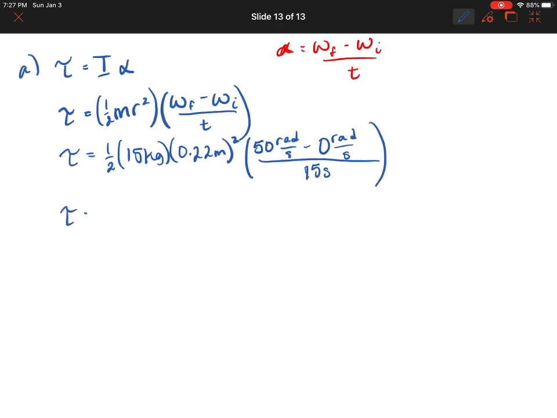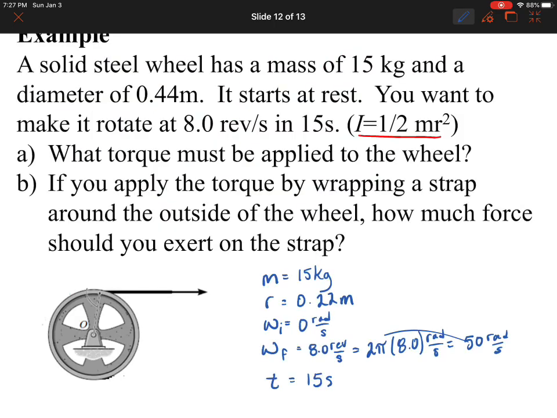Okay, beautiful. Multiply all those together. What do we get? We get 5.5 newtons times meters. Okay, or meters times newtons. Remember, it can be either. It doesn't really matter which one. And there's our torque needed.